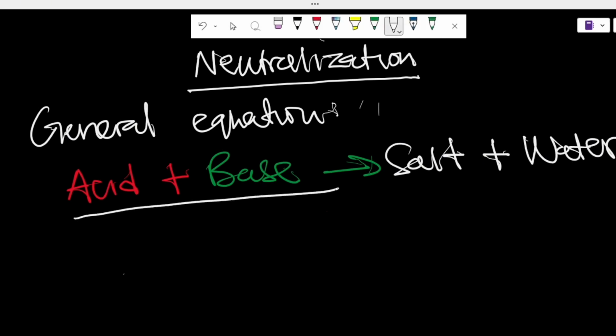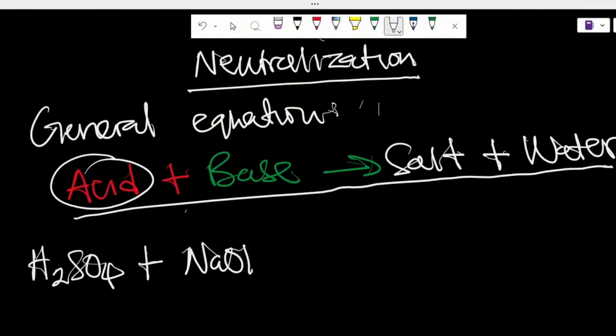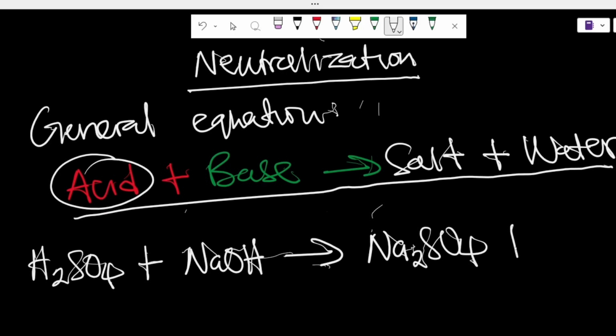This is a neutralization reaction. Make sure that you understand that. So let's say an acid will be sulfuric acid, and a base in this case would be, let's say, sodium hydroxide. And so we are going to get sodium sulfate as our salt plus water. Now this is not balanced. If you want to balance this, make sure that you balance it.